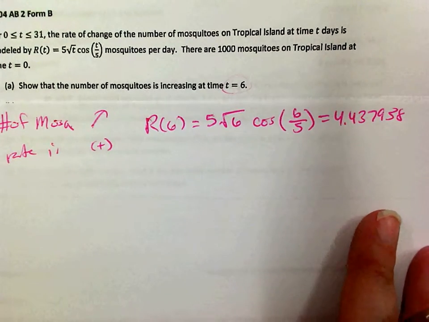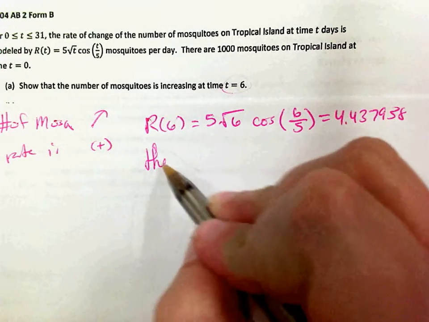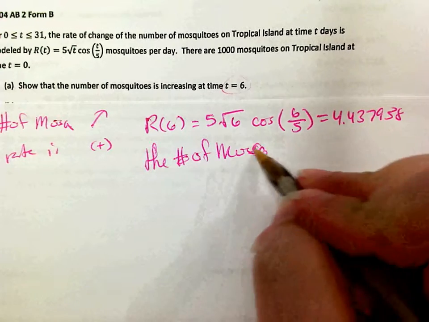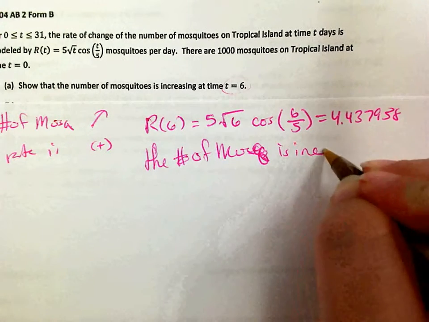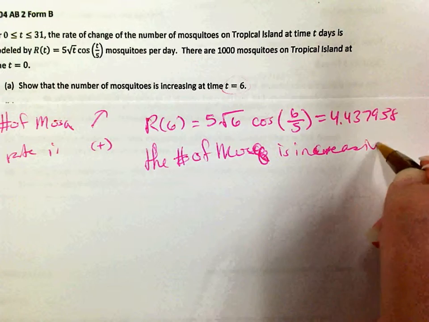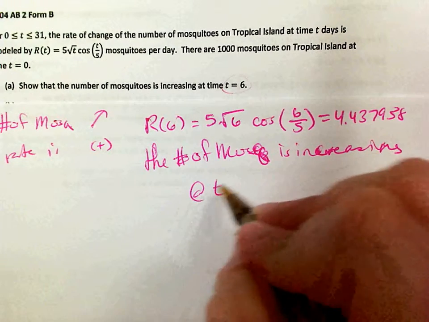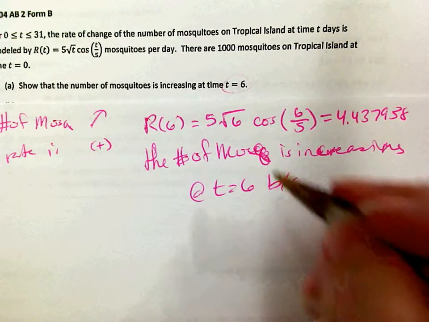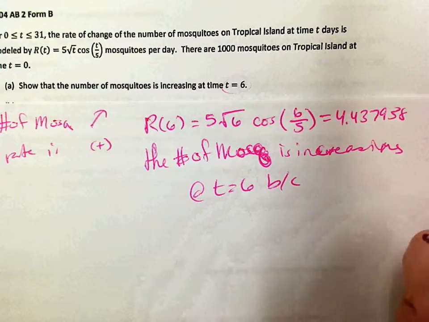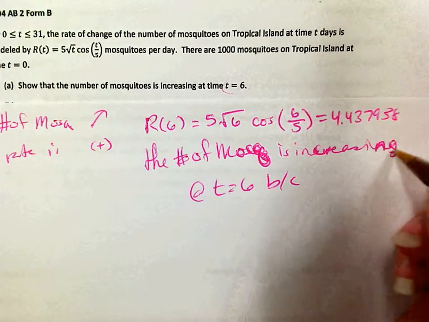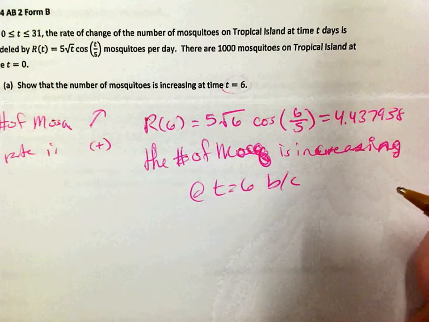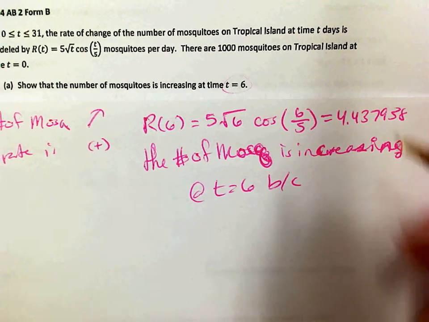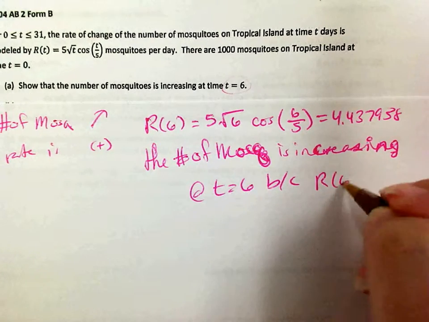I would say the number of mosquitoes is increasing at time equals 6 because why? Why did we just do that? Because R of 6 is positive.